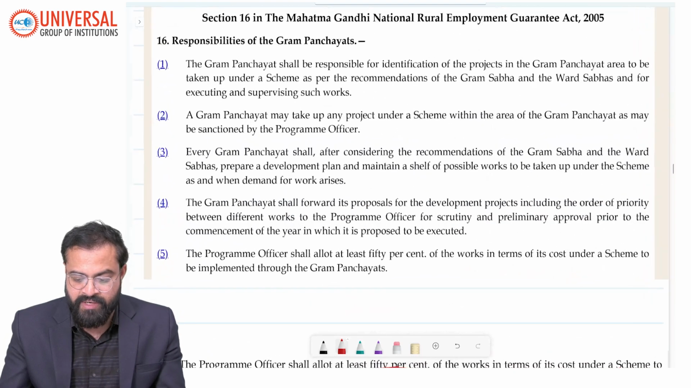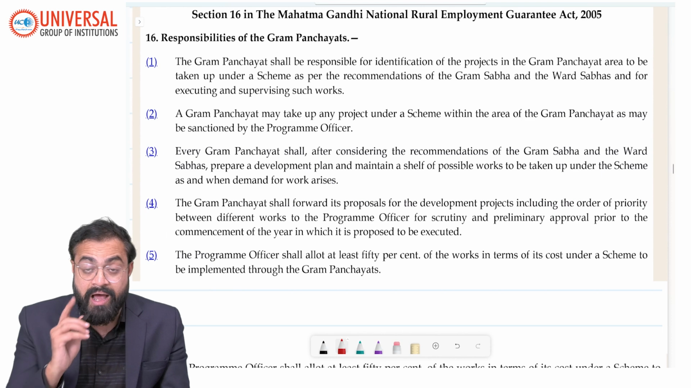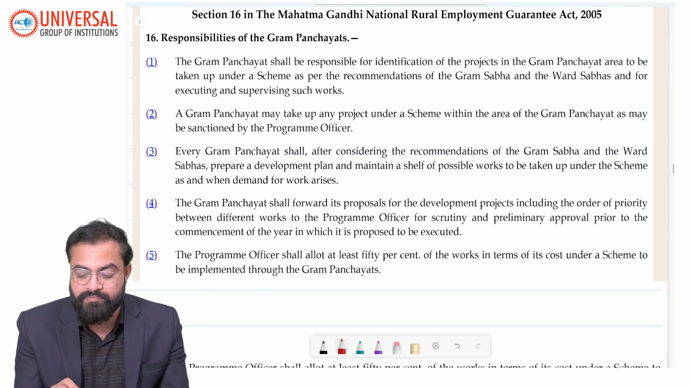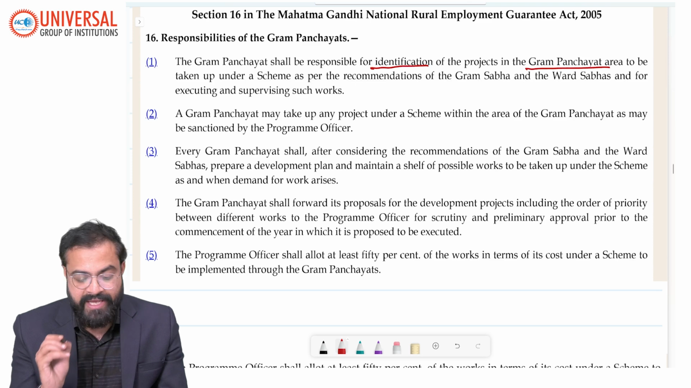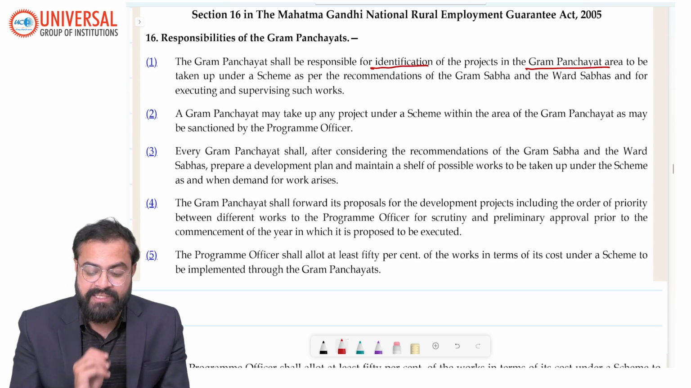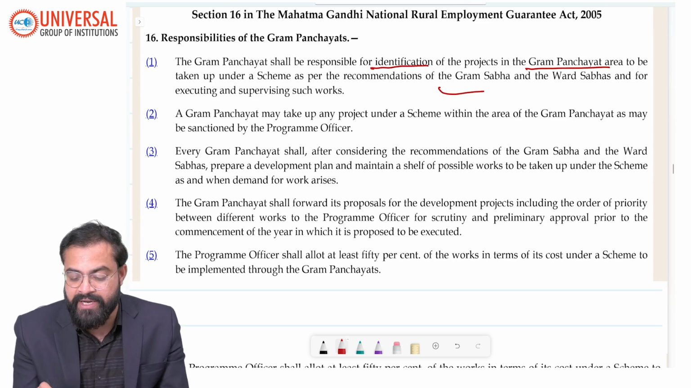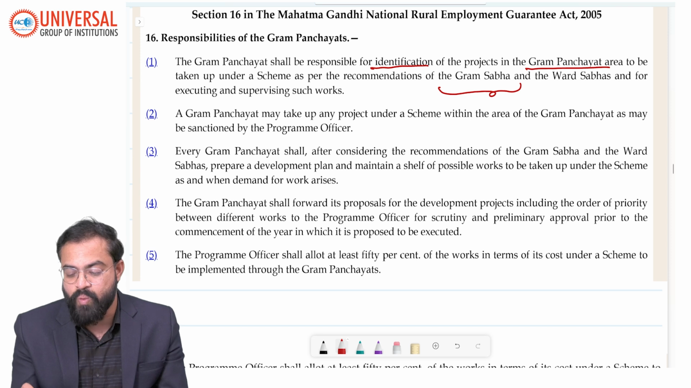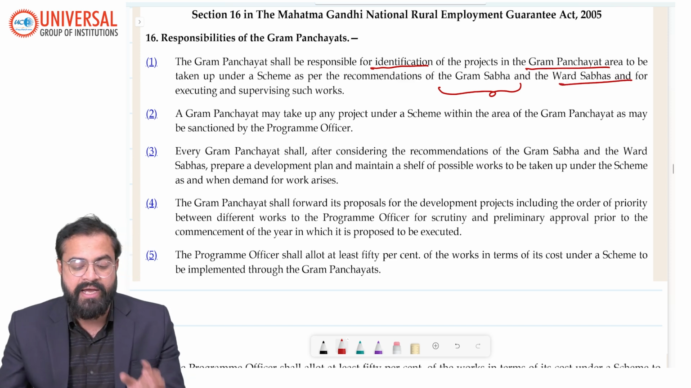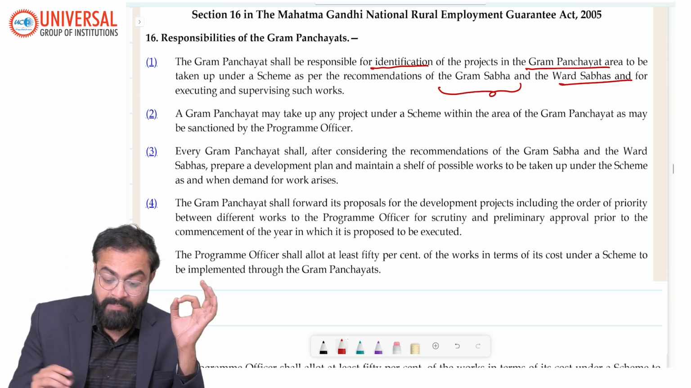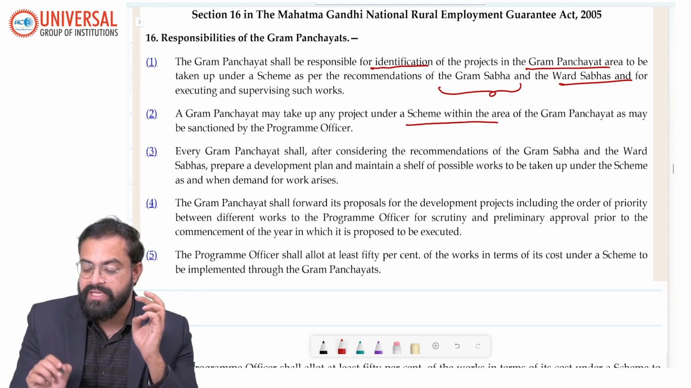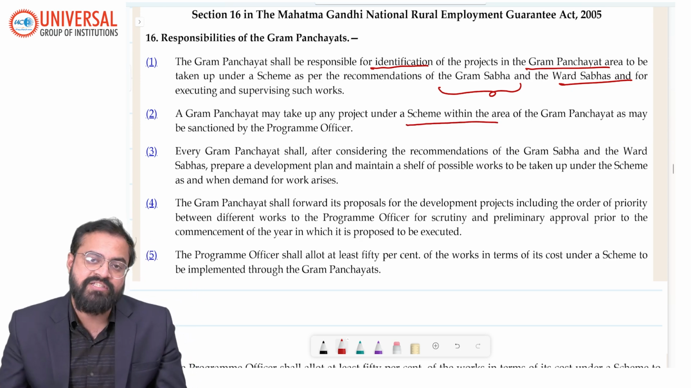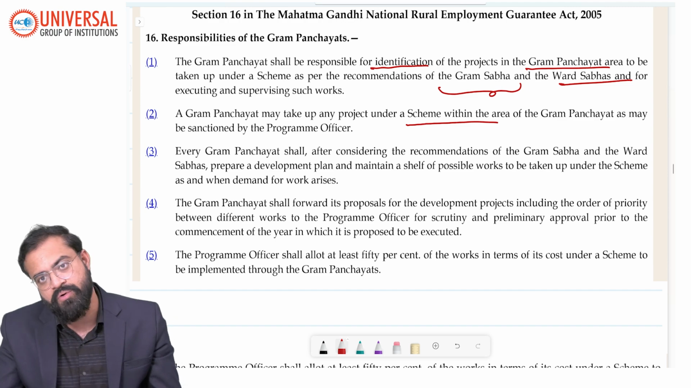Can you see the other responsibilities of the grama panchayat? It shall be responsible for the identification of the projects in the grama panchayat area to be taken up under the scheme as per the recommendation of the grama sabha, ward sabha, and for executing and supervising such works. Grama panchayat may take up any project under the scheme within the area of a grama panchayat as may be sanctioned by the program officer.